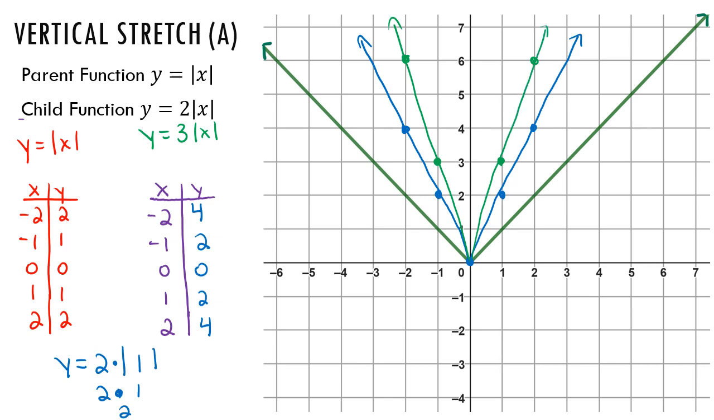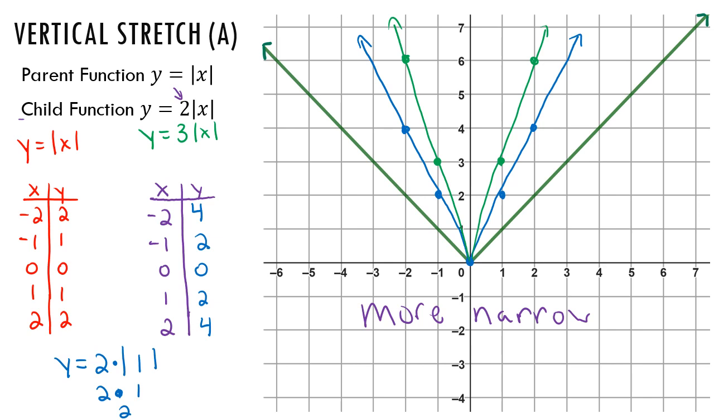And so if you look at the original parent graph, which is this big green one down here, if we increase it to a 2, it turns into this blue one. And then if we increase that number in front to a 3, it becomes this light green one. They start to become more narrow, more narrow. And that happens because we have made this value greater than 1.